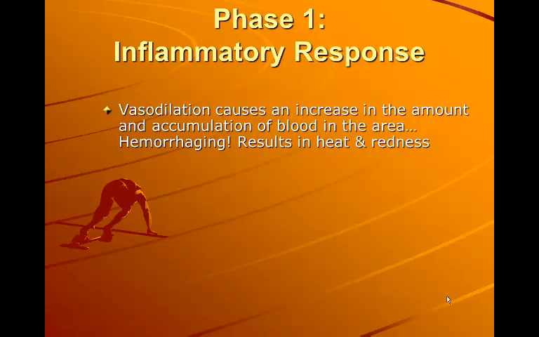Vasodilation causes an increase in the amount and accumulation of blood in the area. This is also known as hemorrhaging, and this results in two of your cardinal signs of inflammation, which are heat and redness.